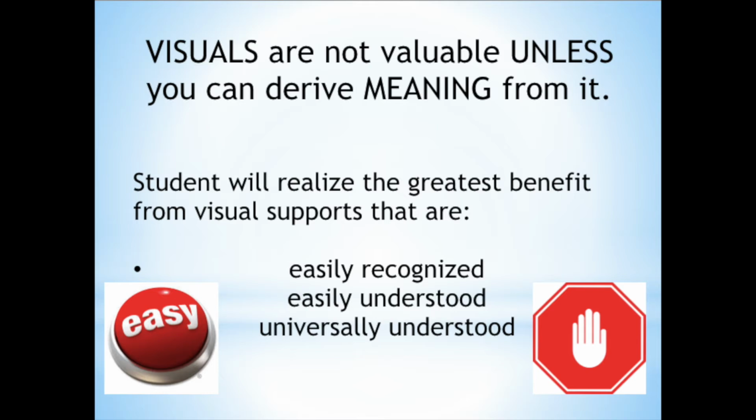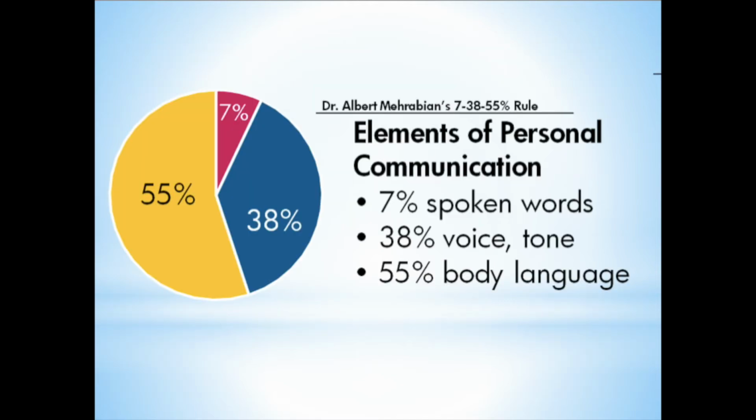Visuals are not valuable to our learners unless they can derive meaning from them. If you were never taught that a stop sign, the symbol of a red octagon, meant to stop, you wouldn't have known what it meant. Therefore, for our students to really benefit from visual supports, they need to be easily recognizable, easily understood, and universally understood.